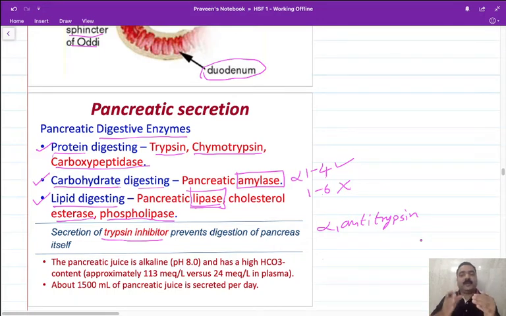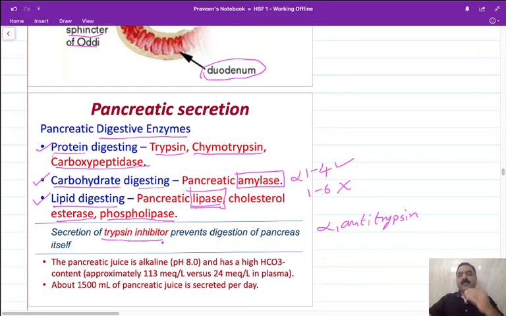So alpha 1 antitrypsin deficiency can cause emphysema, a lung problem, or can cause damage to the pancreas, or damage to the liver. So that's the importance of antitrypsin. But in the pancreas you have a specific trypsin inhibitor.